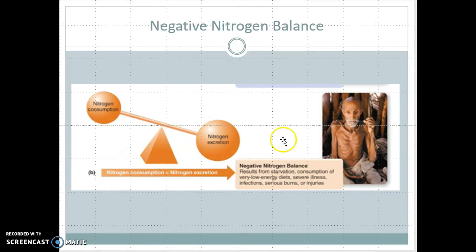But if you have a negative nitrogen balance, that means you're consuming a fair amount of nitrogen as protein, but you're excreting more. So why are you excreting more than you're taking in? That usually happens in the case of starvation, where you're burning more nitrogen than you're consuming, which means you're burning muscle or your own tissue for energy, because you're going to use protein for energy if you don't have it any other way.